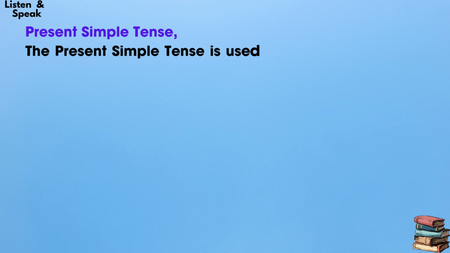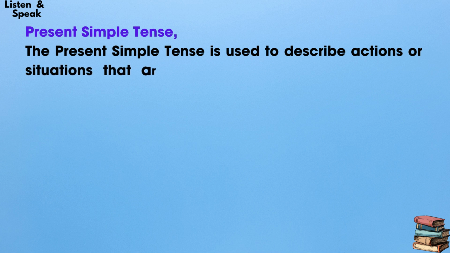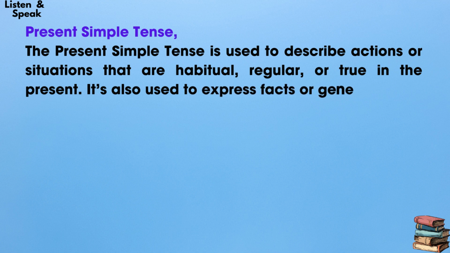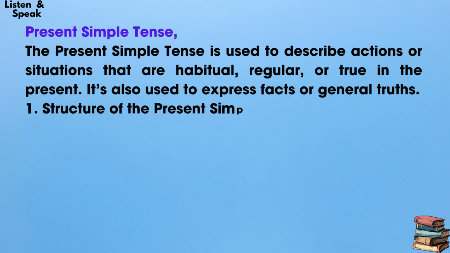Present simple tense. The present simple tense is used to describe actions or situations that are habitual, regular, or true in the present. It's also used to express facts or general truths. 1. Structure of the present simple tense.